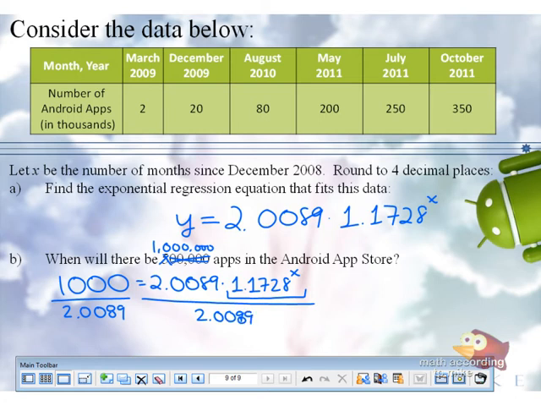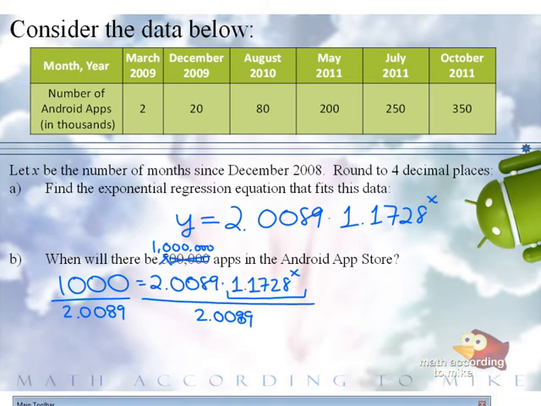Oh, 8, 9, I got it. Here's the deal. Do not plug 1,000 divided by 2.0089 into your calculator and write that decimal down, because that decimal is an approximation. It's not going to help us. In fact, just leave that alone. I know it's ugly. It's going to be okay.